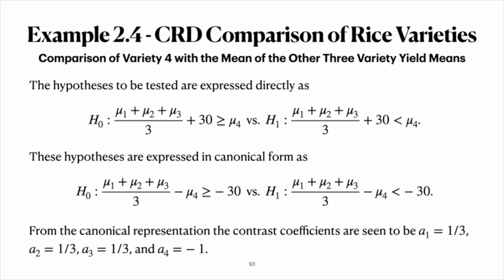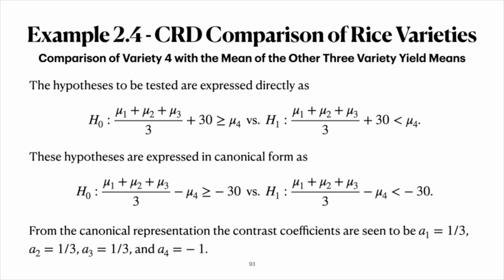Now these hypotheses are expressed in canonical form in the following way. What we're going to do here is subtract mu4 from both sides and subtract 30 from both sides, to get the parameters on one side and the constant on the other. And so the null hypothesis would be (mu1 plus mu2 plus mu3) over 3 minus mu4 is at least negative 30. The alternative hypothesis would be (mu1 plus mu2 plus mu3) over 3 minus mu4 is less than negative 30.